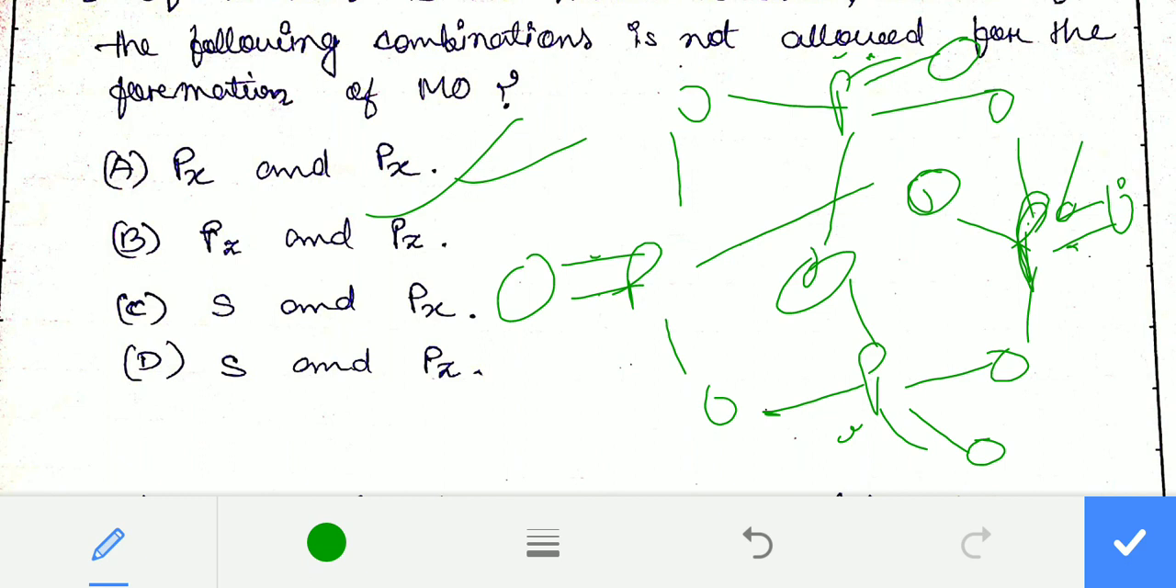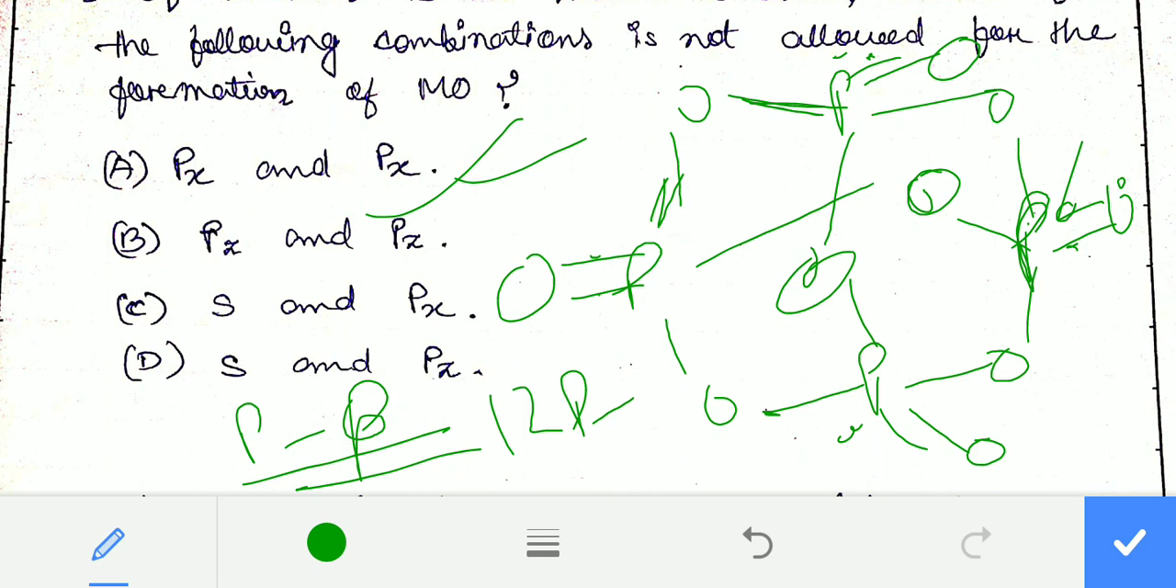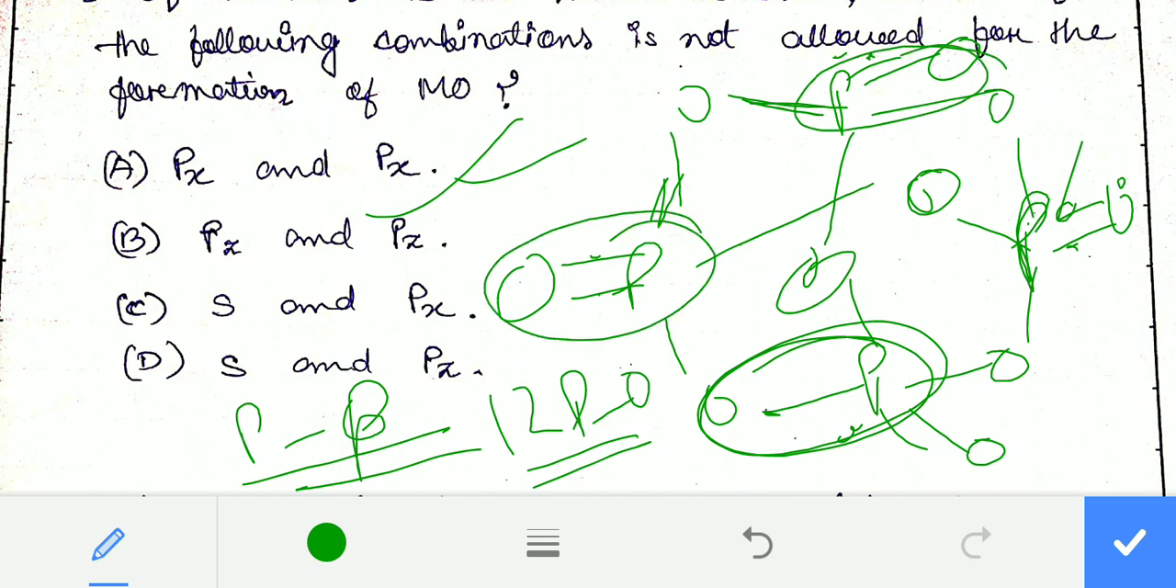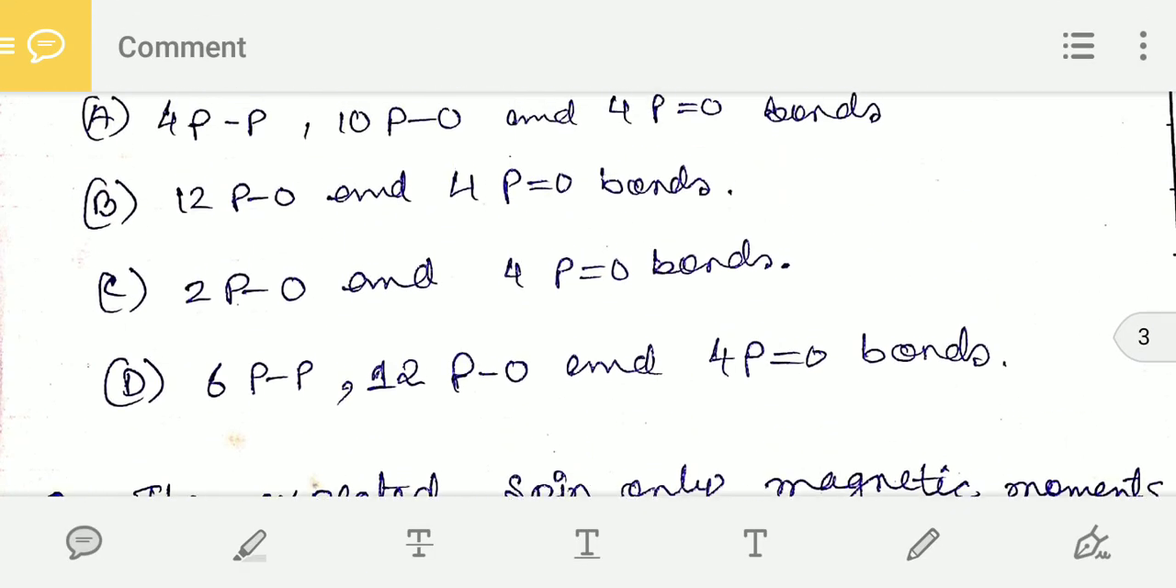Now in the options you can see there are no P-P bonds present in the structure. All the P-P bonds are converted into POP bonds. If you count, there will be 12 P-O bonds, just like this is a P-O bond. There will be 12 P-O bonds and 4 P=O bonds. Now let's check the options here.